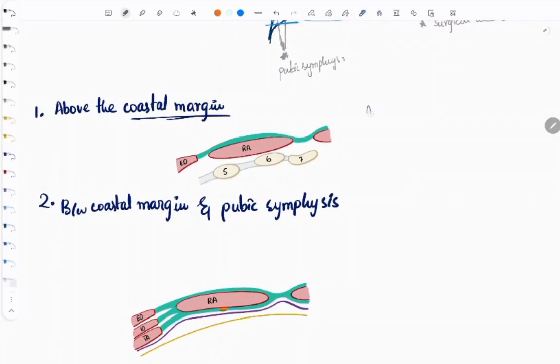At the first level, above the costal margin, the anterior wall was formed by the rectus sheath.